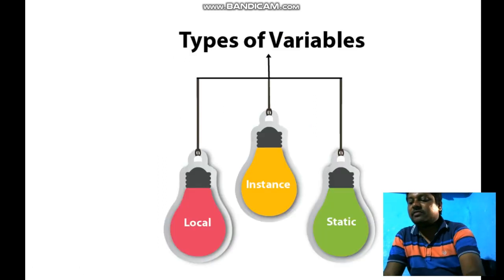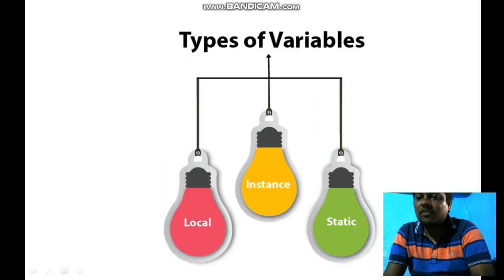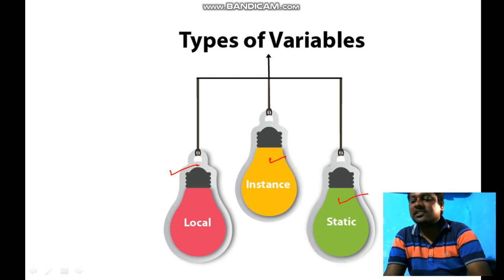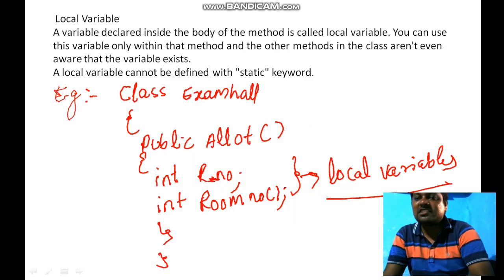Next we see different types of variables. We have different types of variables: one, local variable; next, instance variable; next, static variable. Okay, we will see them one by one. First one, local variable.